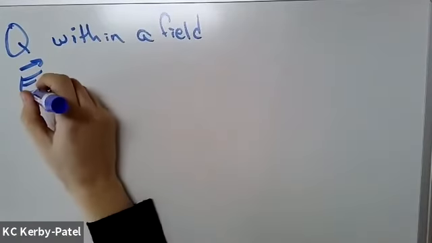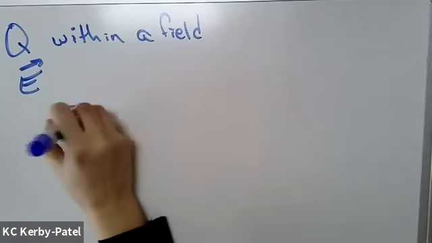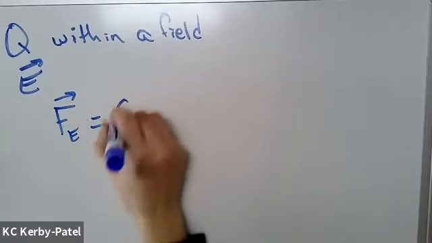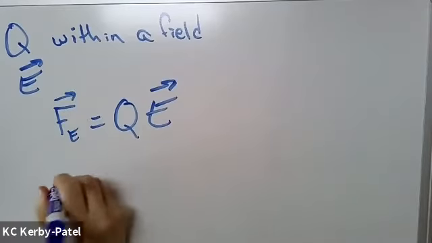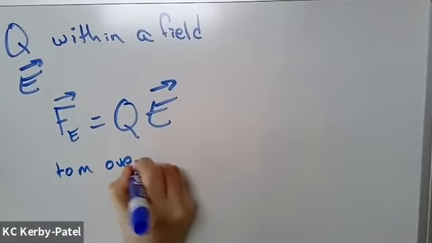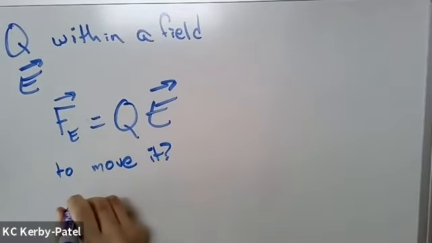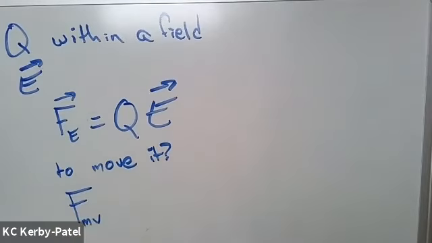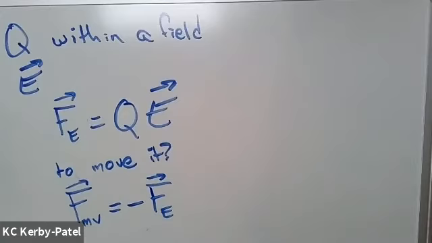We already know that the electric field is going to exert a force on the charge. So there's going to be Fe, which is equal to Q times the electric field, right? So if we wanted to move it in our own direction that is not the direction that the force is moving it, then we're going to have to exert a different force. I'm going to name it F move, which is going to have to be minus Fe because we have to move it against the electric field.